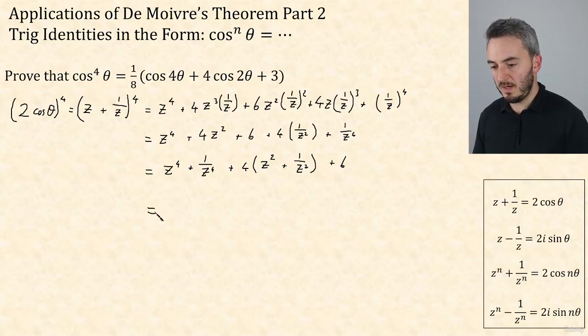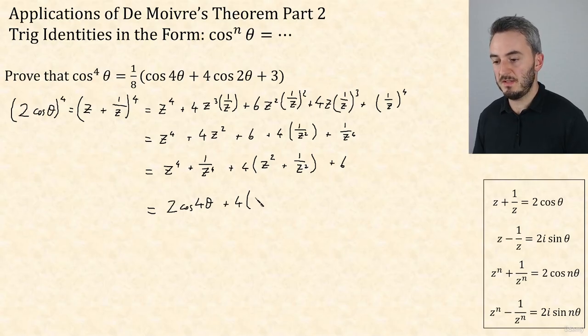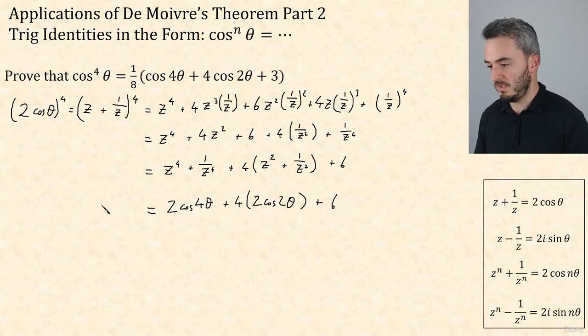So what do we have? Well, by this identity, z to the 4 plus 1 over z to the 4 is 2 cos 4 theta. What about this one? There's the 4 on the outside, and by this identity, where n is 2, that is the same as 2 cos 2 theta, and then we've got 6. So we're nearly there. We just need to remember that this was actually not cos to the 4 theta. This was 16 cos to the 4 theta. So 16 cos to the 4 theta is that.